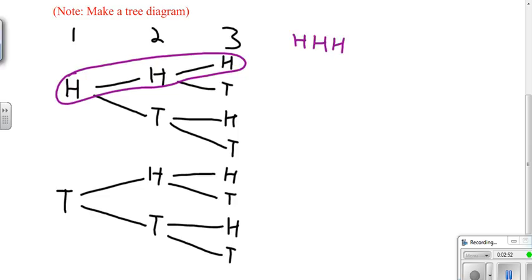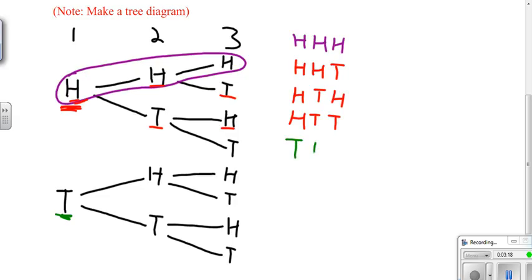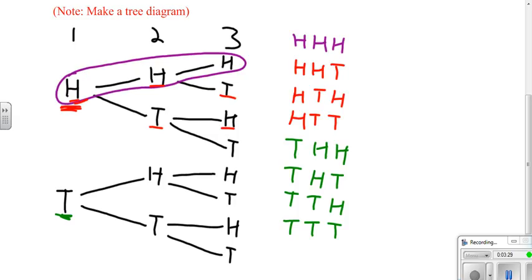If we had heads, heads, tails, that's another case. Or we could have heads, tails, heads. Or we could have heads, tails, tails. So those are the only 4 possibilities when we're looking at heads as our first one. What if our first one was a tails? Well, then we would have tails, heads, heads, tails, heads, tails, tails, tails, heads, or tails, tails, tails.